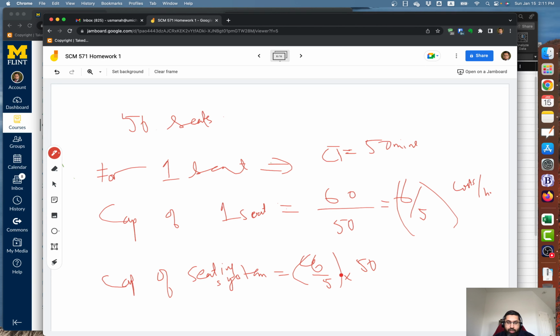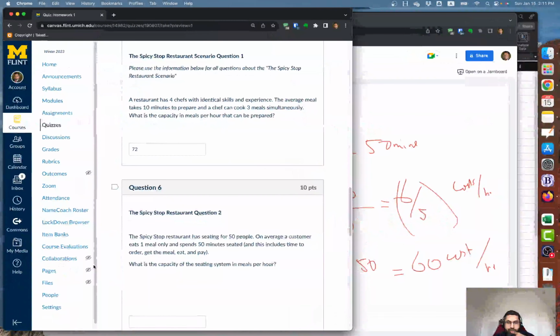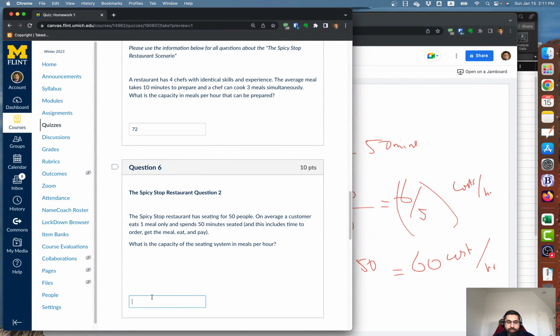Okay, and you can see now why I kept this as a fraction. The 5 will work with the 50. This will cancel out to make it 10, and you can do it in Excel. This will come out to be 60 customers per hour. Okay, so the capacity of my seating system is that it can handle 60 customers per hour.